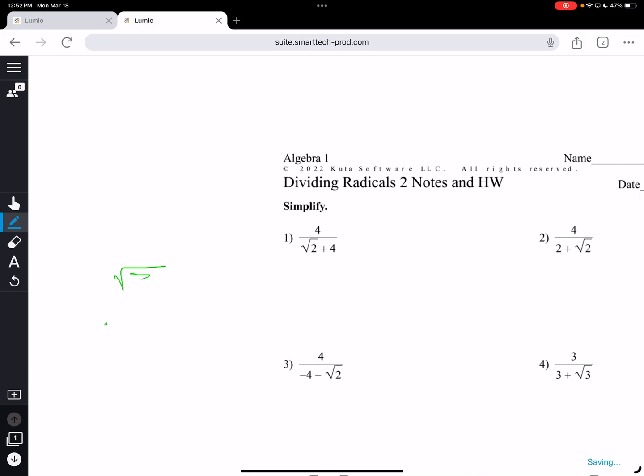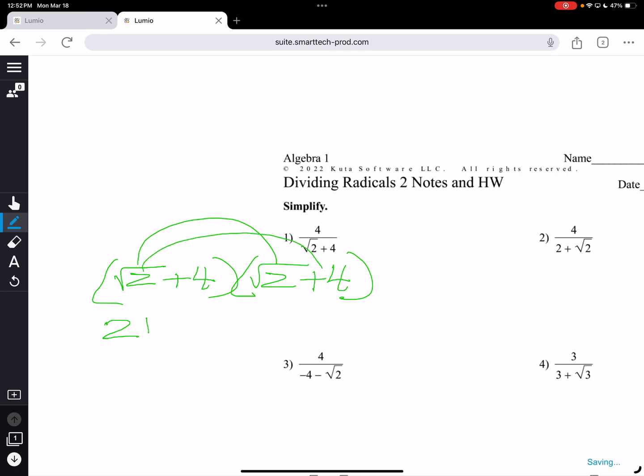If we had radical 2 plus 4, and we multiplied that by radical 2 plus 4, we're going to FOIL. The radical 2's would give us a 2. The outer would give us 4 radical 2. The inner would give us 4 radical 2. And the last would give us 16. And we would have 18 plus 8 radical 2.